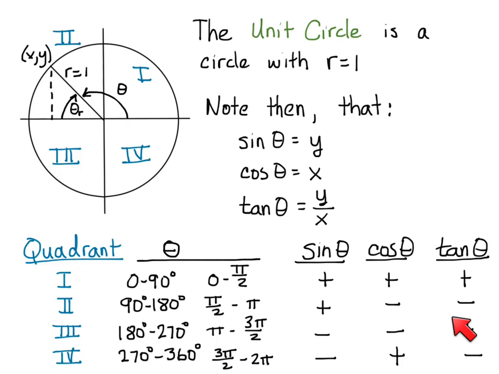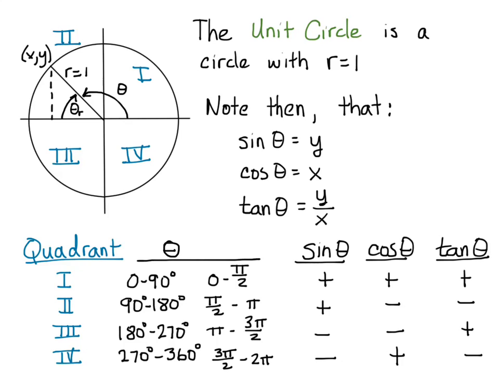are negative. In the third quadrant, both x and y are negative, and so the sine and cosine are negative, but if you take the ratio of sine and cosine to get tangent, both of those negative signs cancel out, and you get positive. And then quadrant 4, x is positive, but y is negative. And so your sine is negative, cosine's positive, and the tangent is negative. Okay?